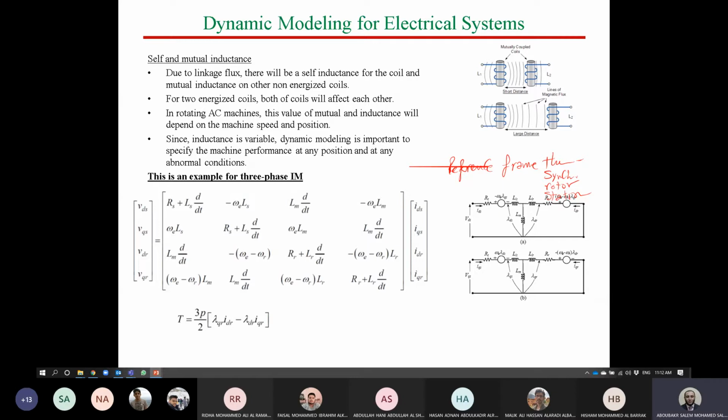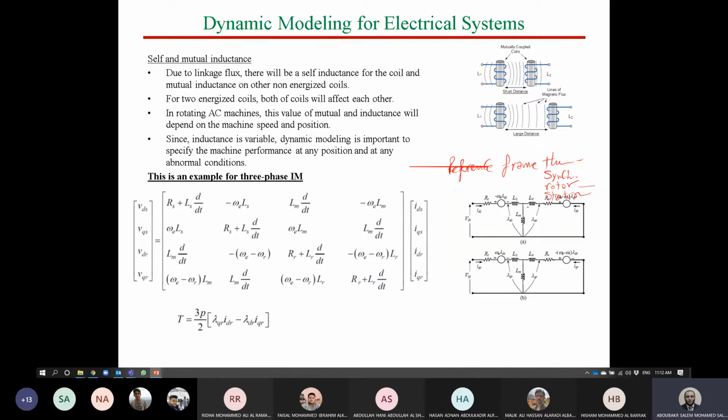For instance, you can see the values of inductance or mutual inductance between stator and rotor are depending on the movement angle, which is depending on the rotor speed. So if you would like to make this variable constant, start working on the rotor reference frame. You will see the mutual inductance constant all of the time. This is an example, guys.